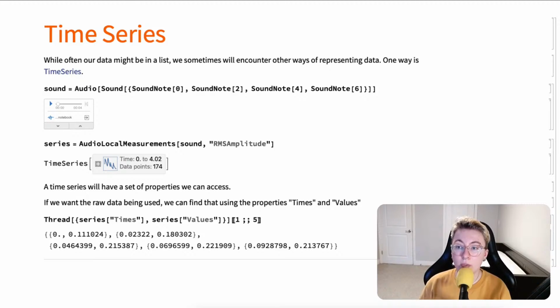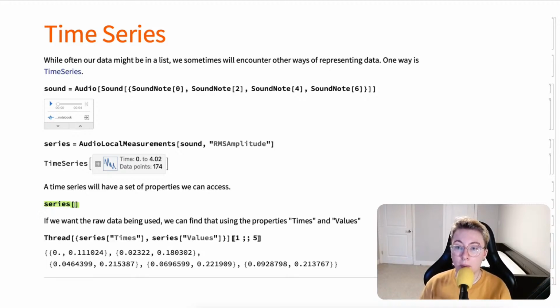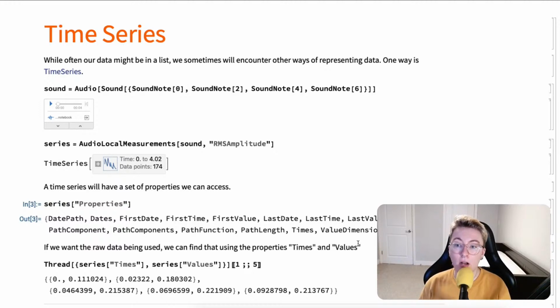The syntax will look somewhat similar to how we use functions, where we have the time series where we would have the function name, and the property where we would have the function arguments. We can see all possible properties by calling the property "Properties". If we want to get at the raw numbers being used, we can use the properties "Times" and "Values". We're using the function Thread to group together each time with its corresponding value.